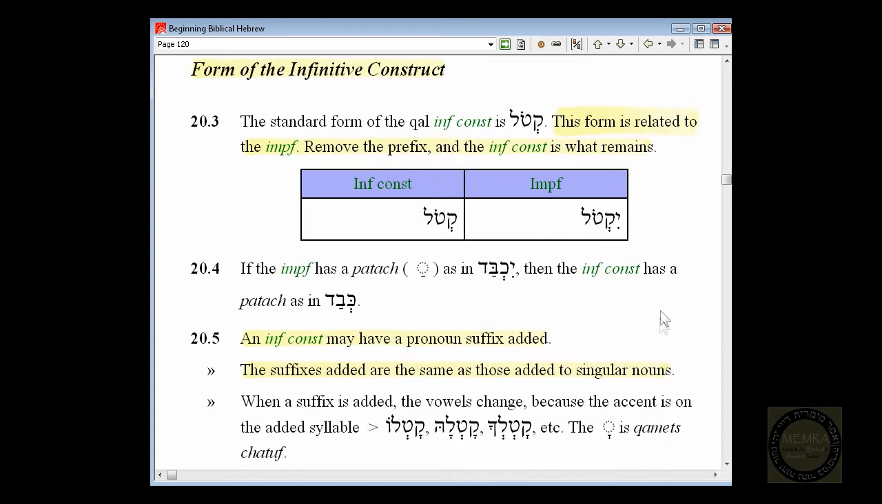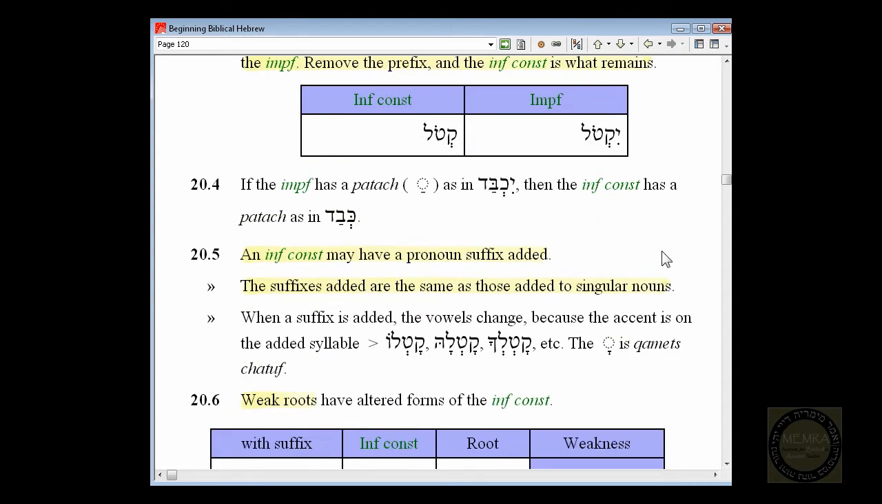Now, if we go down here, he talks about other vowels. For instance, if the imperfect has a patach, like here with yikbad, it's still going to be a shva, but not a cholam. It's going to stick with that A vowel. So whatever the imperfect form is, you take off the prefix, and that's what you're left with, so kevad. So this is one of the exceptions. Again, it's usually shva cholam, but with an A-class vowel in the imperfect, it's going to retain that A vowel.